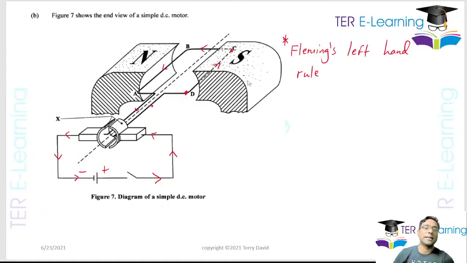Let me ask you all something. That coil or that section CD is going to experience a force. Is that force upward or downward? Make sure you all know this. Like I tell you, I feel they're going to give you a question like this in the exam. You have to use Fleming's left-hand rule to figure that out.